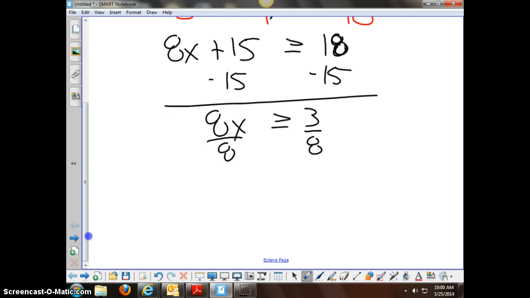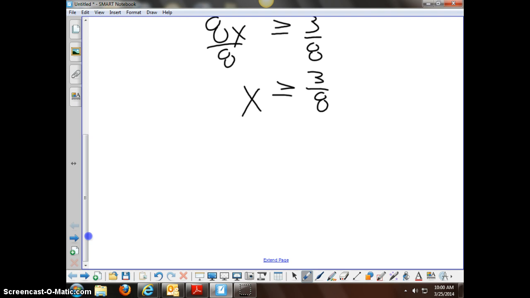It's in fraction form, so should we leave it in fraction form? Yeah. Jasmine, what's your answer? X is 3/8. X is not 3/8. X is greater than or equal to 3/8. Jasmine, what's next?